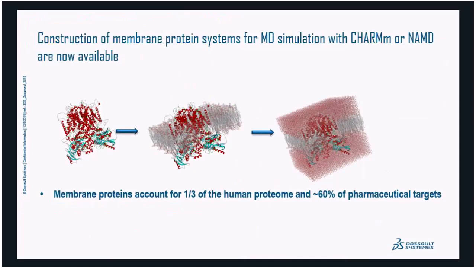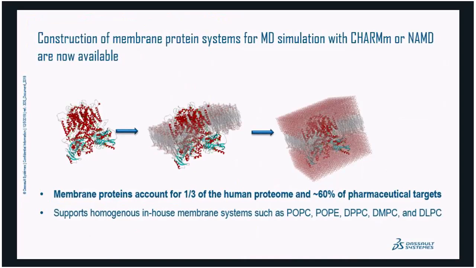So why is this important? Membrane proteins account for about 1/3 of the human proteome and about 60% of pharmaceutical targets. And we are able to support homogeneous in-house membrane systems such as PLPC, PLPE, DPPC.